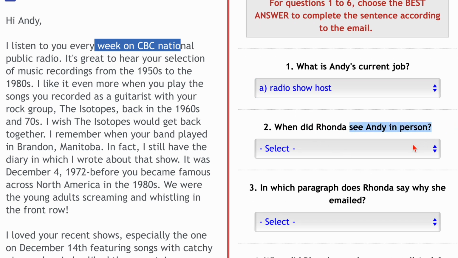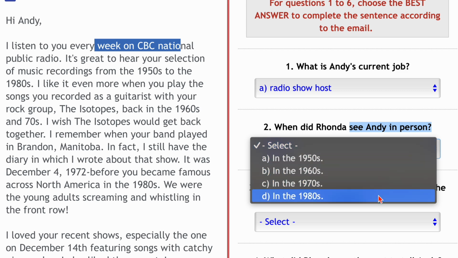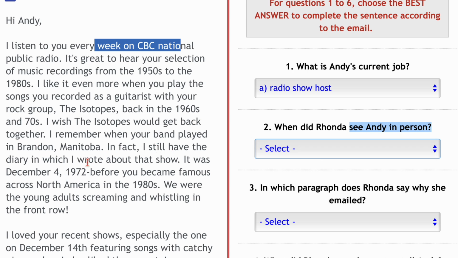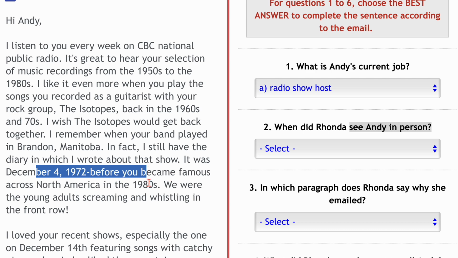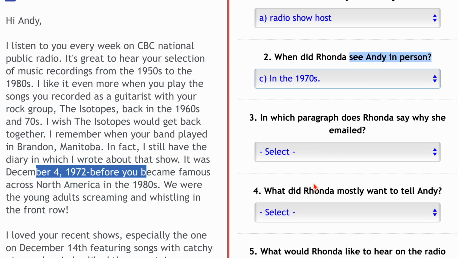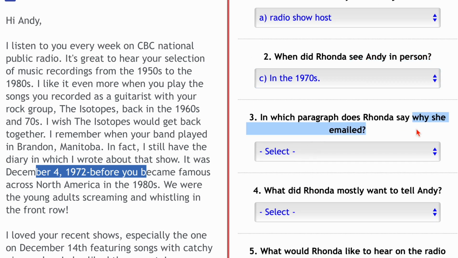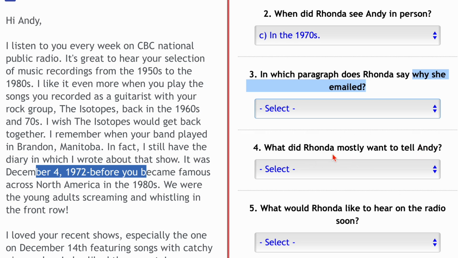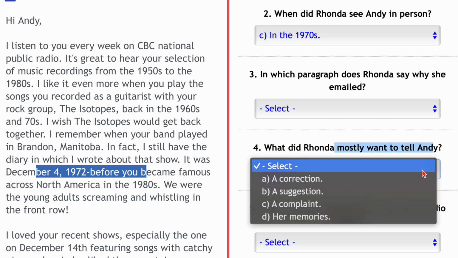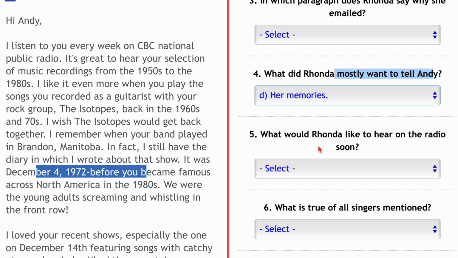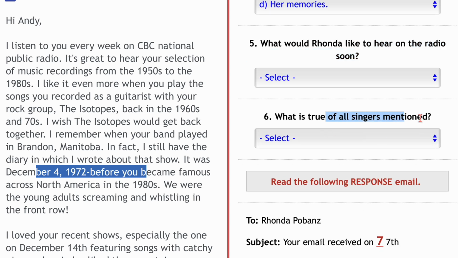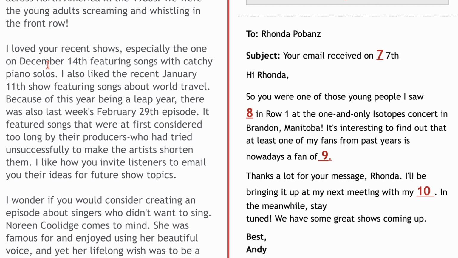When did Rhonda see Andy in person? 50s, 1960s, 1970s, 1980s? Well, it says here in 1972, before you became famous. Okay, so 1970s. In which paragraph does Rhonda say why she emailed? Definitely not paragraph 1, so not that one yet. What did Rhonda mostly want to tell Andy? It's not clear yet, but let's read it. A correction, a suggestion, a complaint, her memories. Maybe her memories now because she's thinking about him, but it's not clear. We'll check after. What would Rhonda like to hear? We don't know yet what she wants to hear or would like to hear. What is true of all singers mentioned? We didn't mention them all. Let's go to the second paragraph.